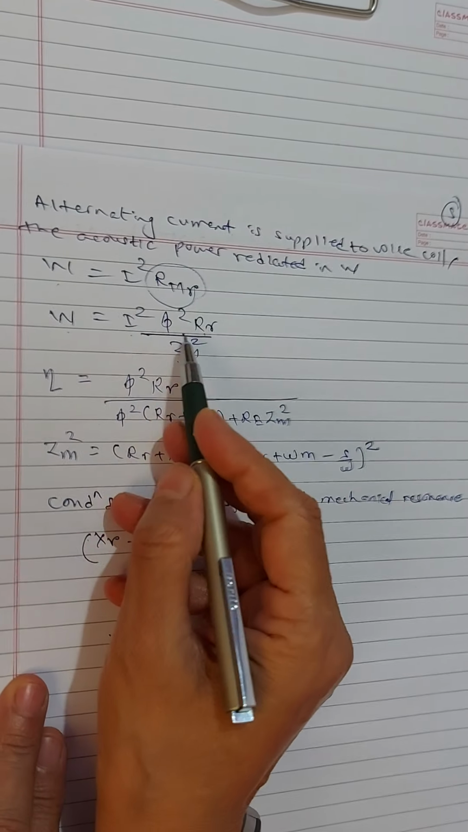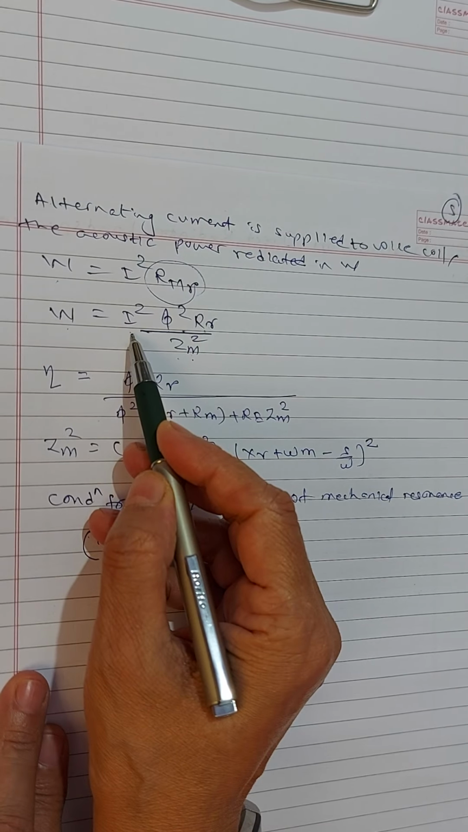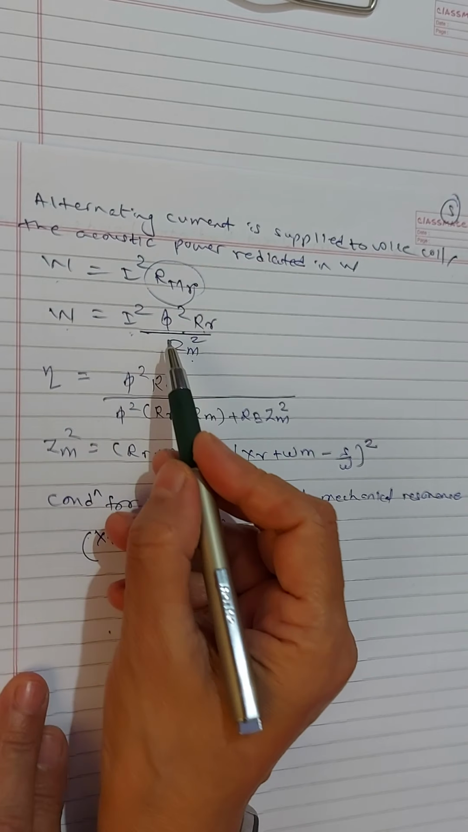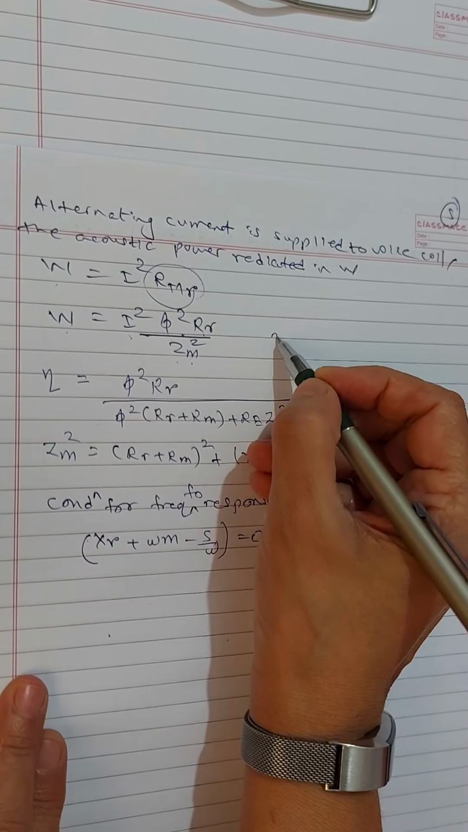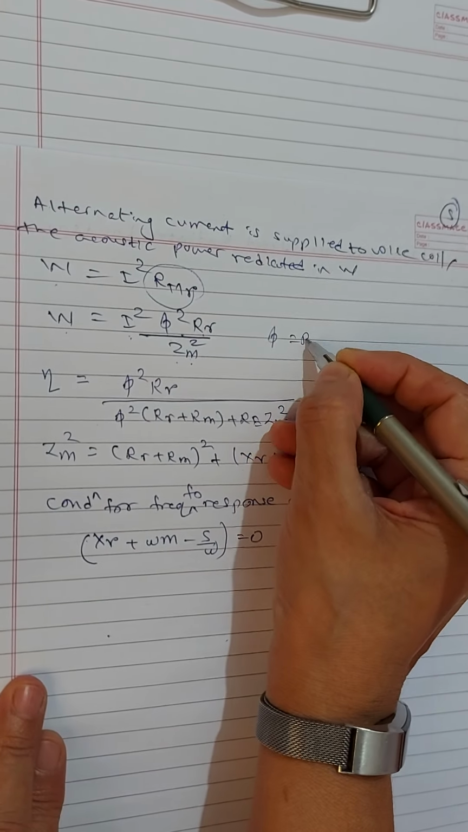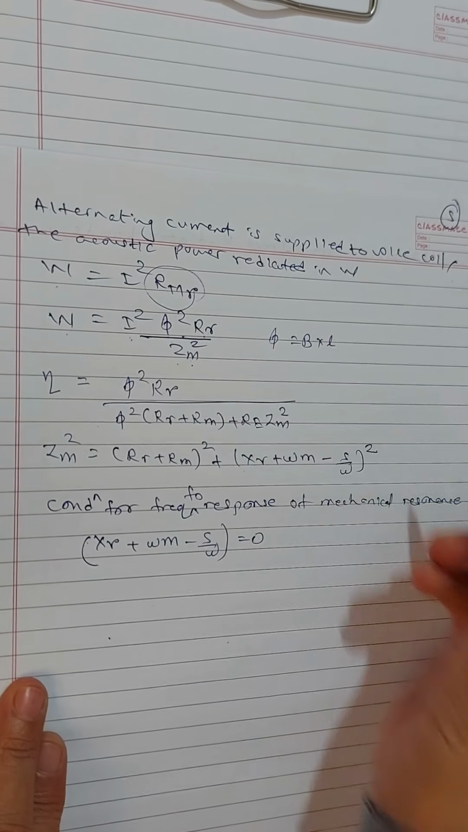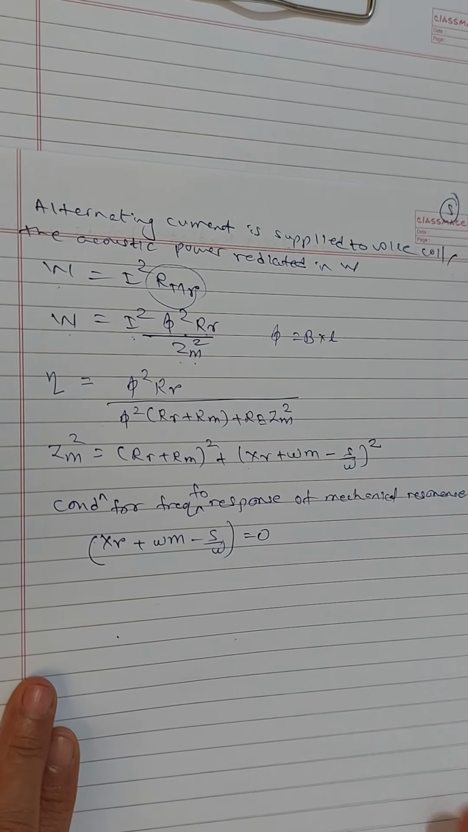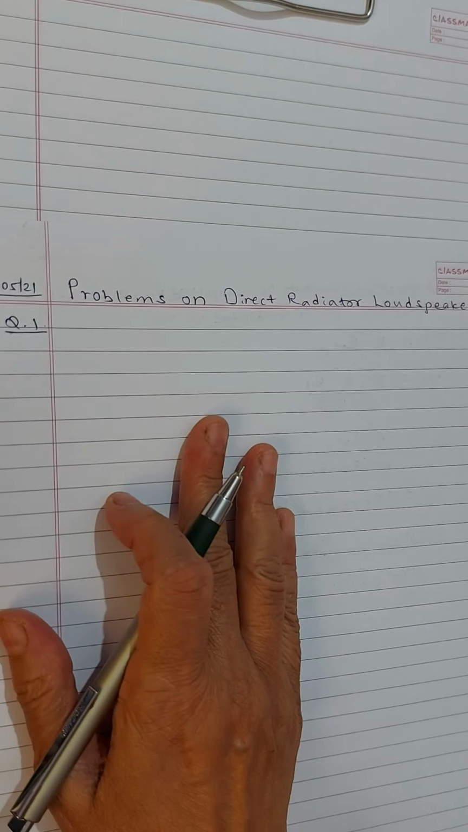If in such formulas I is asked, you have to convert the formula accordingly. We should not forget that the value of φ is nothing but B into L, correct? So all this will be required when we solve the problems. We'll begin with the first problem.